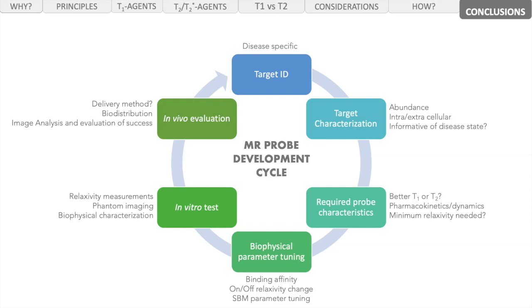So to summarize and to conclude, this is really what I thought would encompass the MR probe development cycle. You think of a target, you identify the target, and you characterize that target. What's the abundance? What is it intracellular? Is it informative of disease? And then move along the cycle with, what are the required probe characteristics to be able to detect it? What sort of biophysical parameters can we tune? And then we test in vitro, test in vivo, validate all our results, and then evaluate whether we need to modify or continue the cycle, and then go into different animal models, look at toxicity, and then hopefully go into first in human.